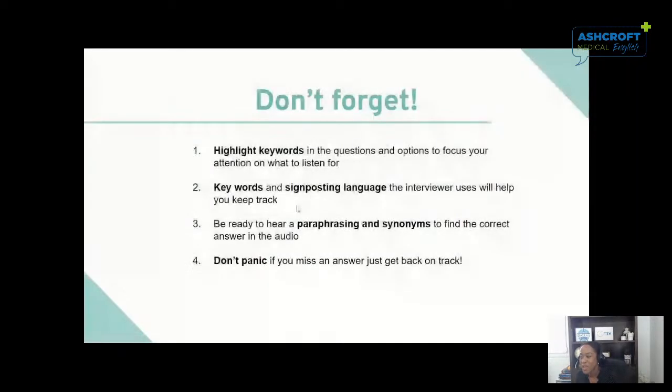So as you complete your tests, so imagine you're in the exam, make sure that you're not forgetting to highlight or underline keywords in the questions and the options, okay? Listen out for keywords and signposting language. Be ready to hear paraphrasing and synonyms. You will not hear the answer directly given. And remember, do not panic. Don't panic if you miss an answer. Just keep going, get back on track, and don't let one missed answer ruin the rest.